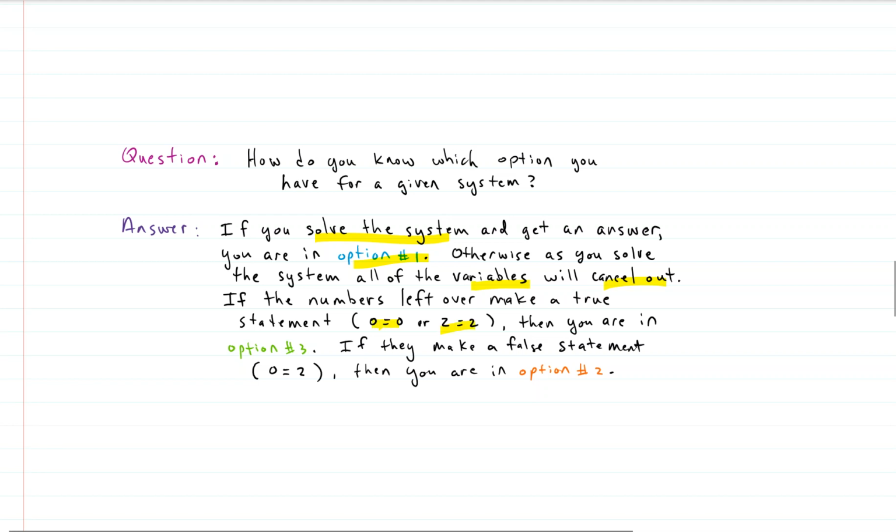If those numbers and equal sign make a true statement, meaning 0 equals 0 or 2 equals 2, those are valid mathematical statements, you're in option number 3, where you have infinite solutions. If those numbers and the equal sign make a false statement, like 0 equals 2, you know you're in option number 2, which means you have no solution because the two lines are parallel.